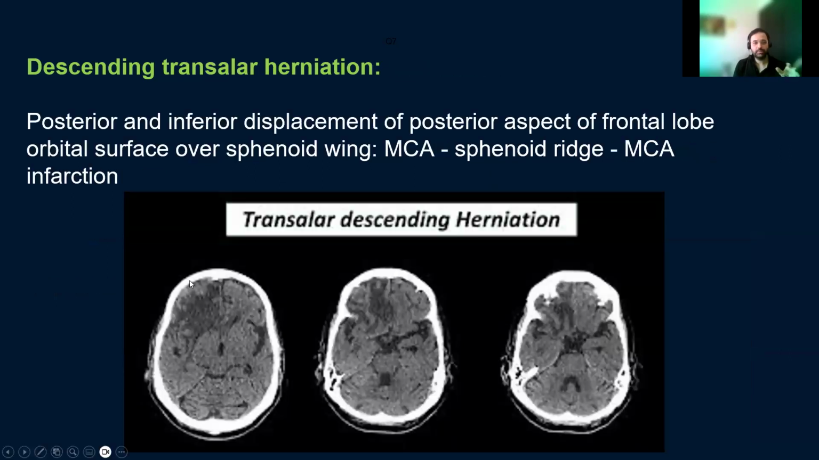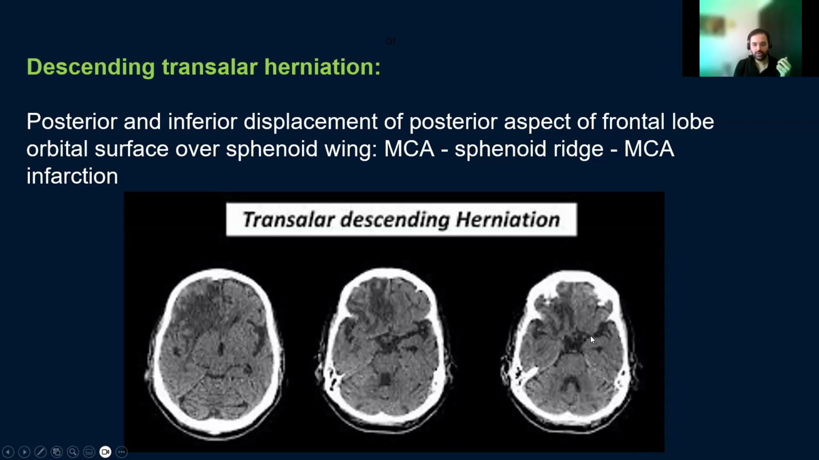Now, you have something called transalar herniations as well, and they are of two types again, descending and ascending. What happens in a transalar herniation is that the frontal lobe is getting compressed posteriorly and inferiorly. So this is the frontal lobe. These are slices going from cranial to caudal. You have some sort of a mass with a lot of vasogenic edema here. If you go to the inferior-most cuts, you'll see that the posterior and inferior part of the frontal lobe is getting pushed downwards.